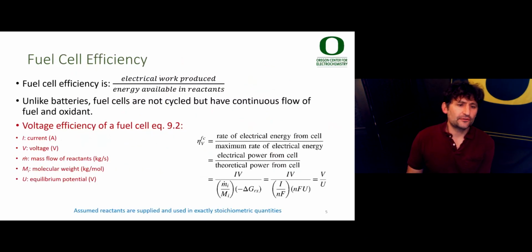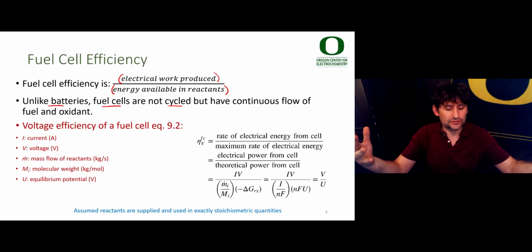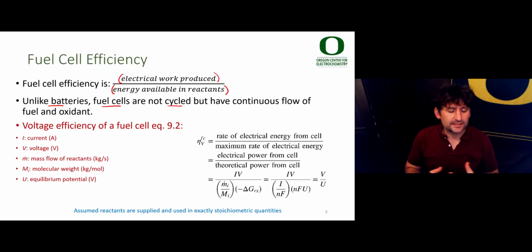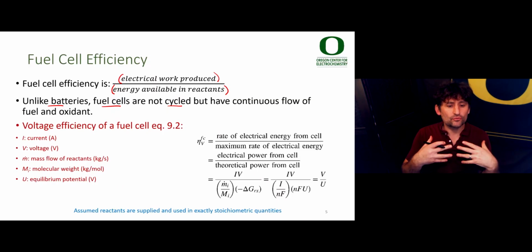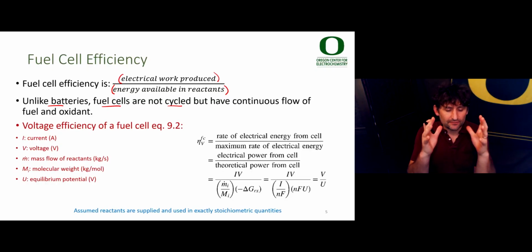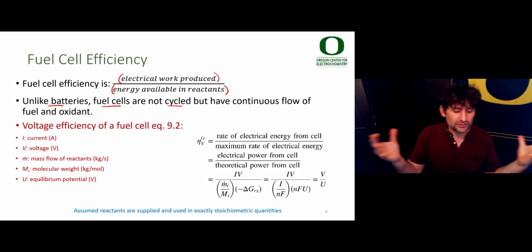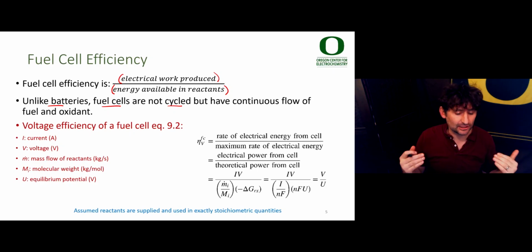The definition of fuel cell efficiency is the electrical work produced by the cell divided by the total free energy available in the reactants. Unlike batteries, fuel cells are not cycled, but have a continuous flow of fuel and oxidant streaming into the fuel cell, giving off free energy, doing electrical work, and leaving as products. This makes them advantageous for applications where you want to use a large amount of energy over a long time, because you can have a small fuel cell with a large tank, and the overall weight and space requirement is dramatically lower, and the cost is dramatically lower than for batteries.